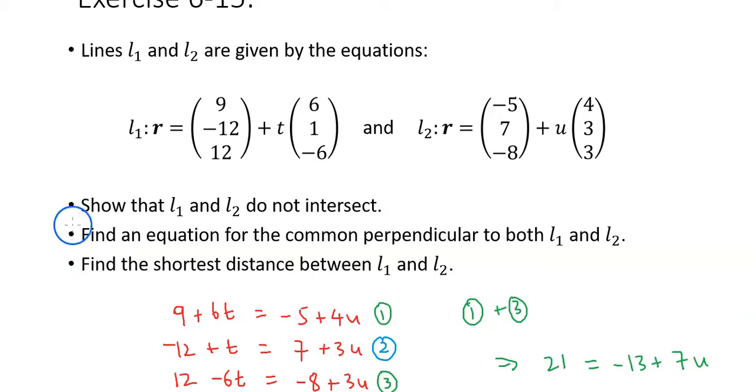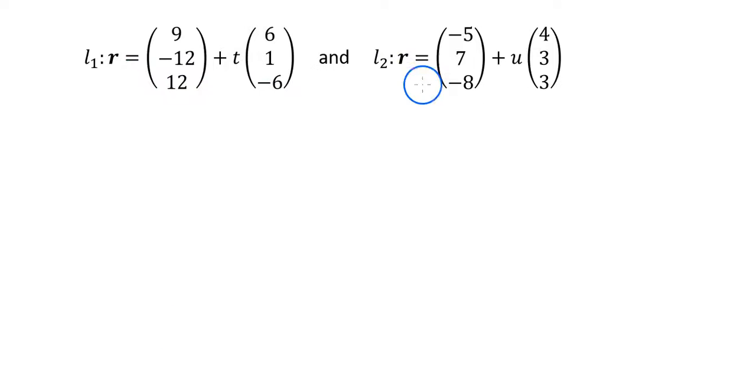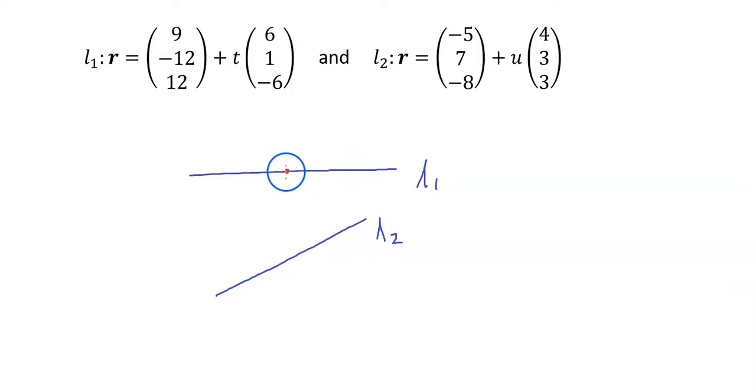Okay, moving on to the more interesting stuff. Find an equation for the common perpendicular to both L1 and L2. Okay, just giving myself a bit of space here. So let's say that this one is L1, and then we have L2, maybe it looks something like this. And we're looking for the common perpendicular of L1 and L2. So we have this line that goes through and intersects each of the lines L1 and L2, while simultaneously being perpendicular to both of them.